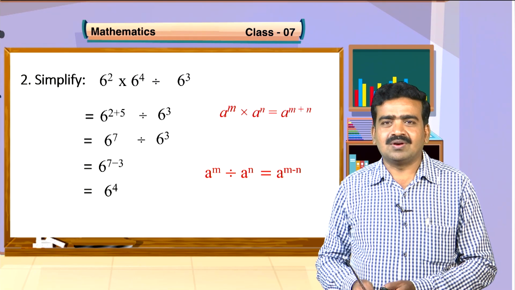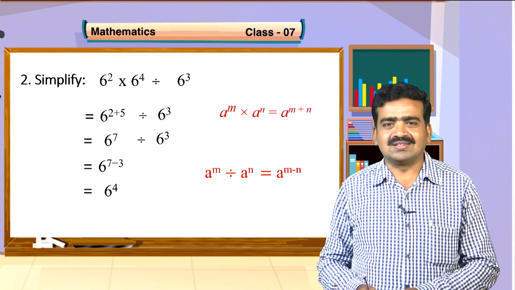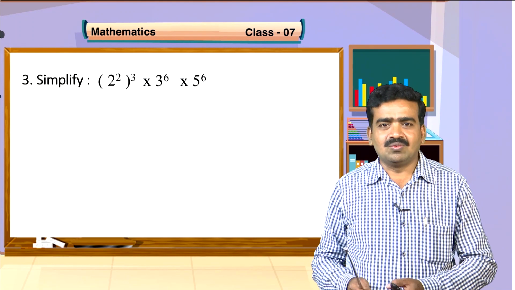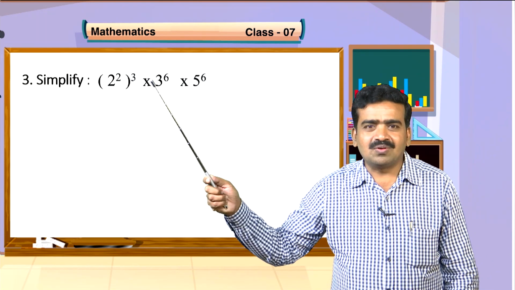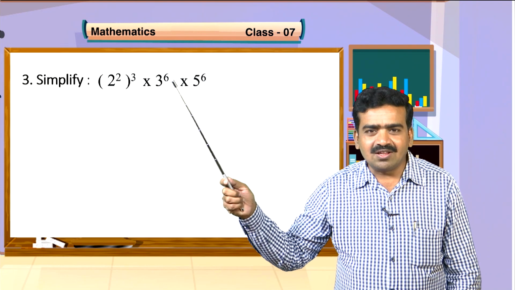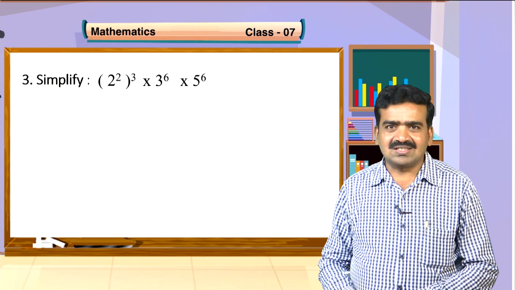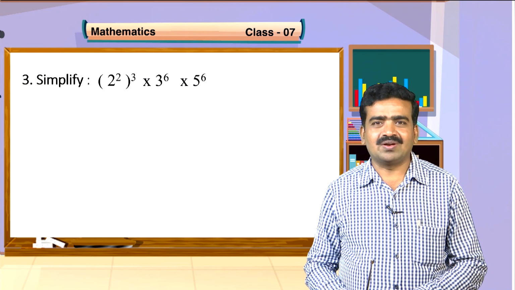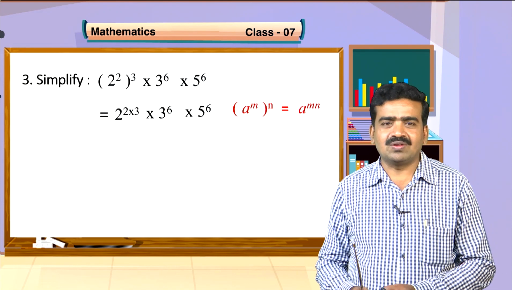This is how we have to simplify the given problem using laws of exponents. One more example you are seeing on the screen. 2 squared to the power of 3 into 3 to the power of 6 into 5 to the power of 6. So, here the question is a little bit different when compared to the previous problems. Let us see how we have to simplify.